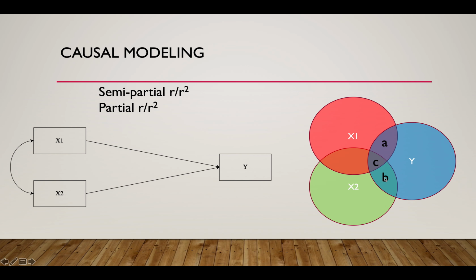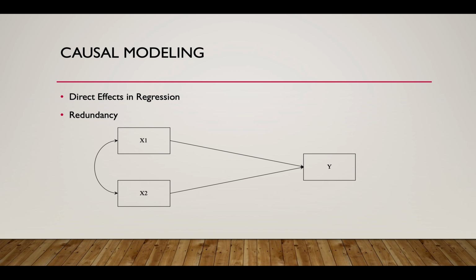All we're really concerned with is the magnitude of effect of A and the magnitude of effect of B. All right, let's keep moving here. So within the context of causal modeling, we have two things that we're primarily interested in.